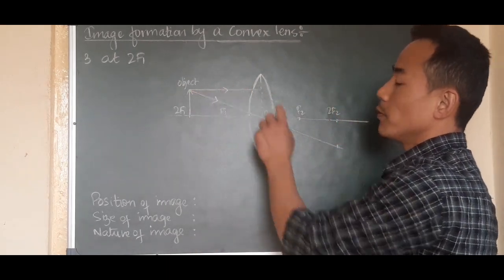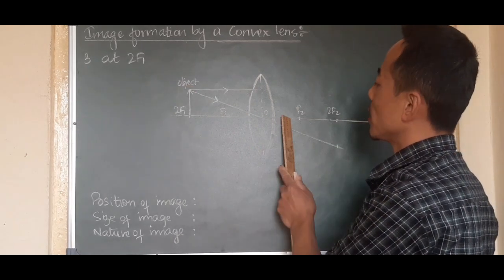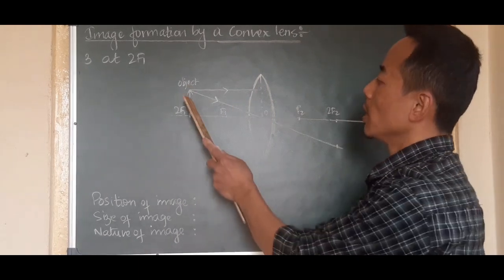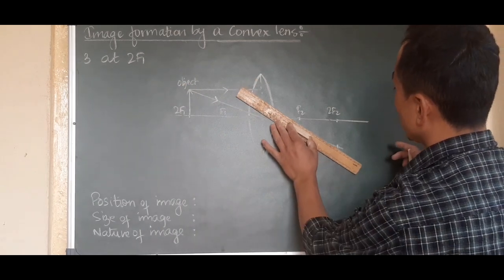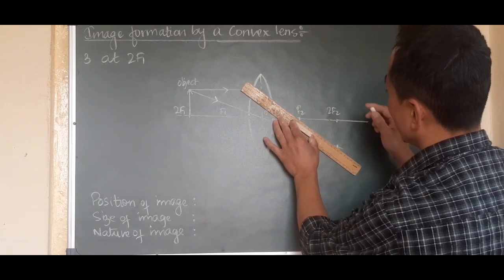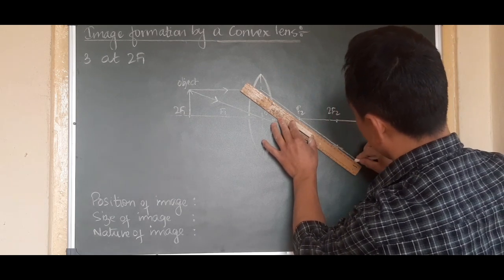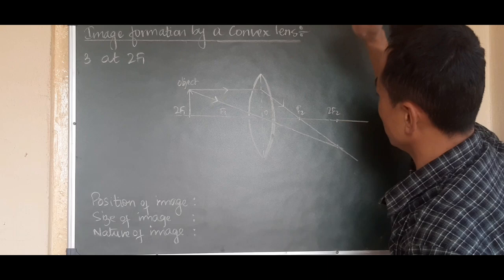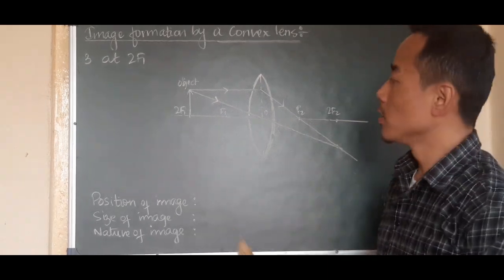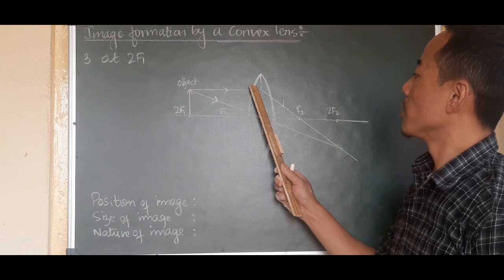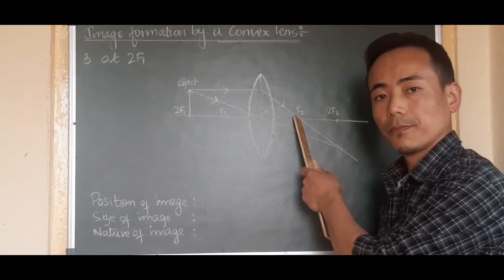The first incident ray that we are taking here is parallel with our principal axis. According to the rule, if the incident ray is parallel with the principal axis, then after refraction it must pass through the second focus. So remember the rules. That will be easy for you to draw the ray diagram. You just have to learn the rules. If the incident ray is parallel with the principal axis, the refracted ray passes through the second focus.